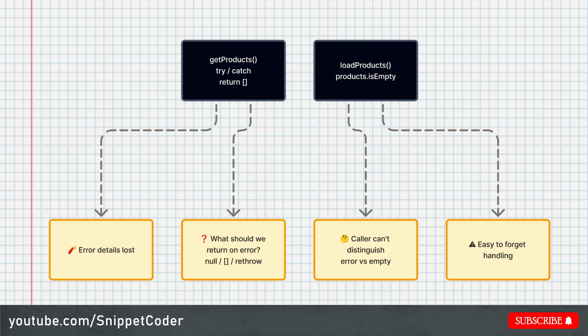Let's look at the traditional error handling. The problem here is, what do we return on error, null or an empty list? The caller cannot tell if it was an error or just empty data. Error details are lost. It's easy to forget error handling. We need something better.